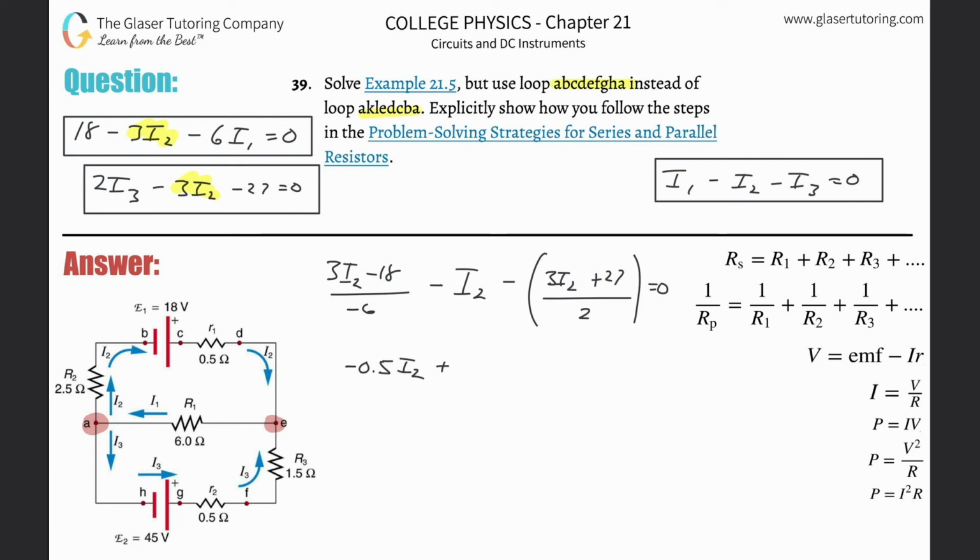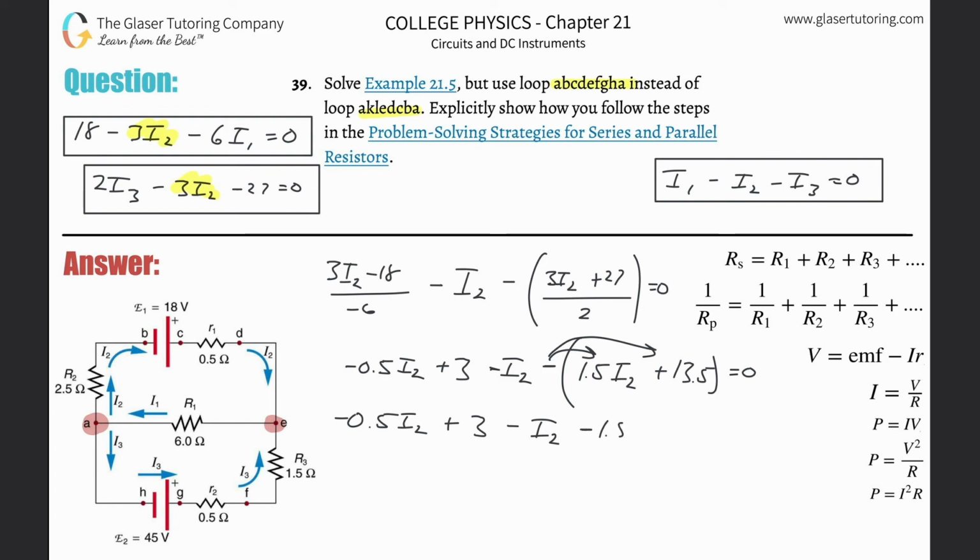So that's going to be now a positive 3. This still stays a minus I2. Minus, then keep your parenthesis here for now, 3 over 2, right, is basically going to be 1.5 I2, plus then the 27 over 2, which is basically 13.5, and that's still equal to 0. Now what I'm going to do is distribute this negative term. All right, so it's going to be negative 0.5 I2 plus 3 minus I2 minus 1.5 I2 minus 13.5. And that's equal to 0.